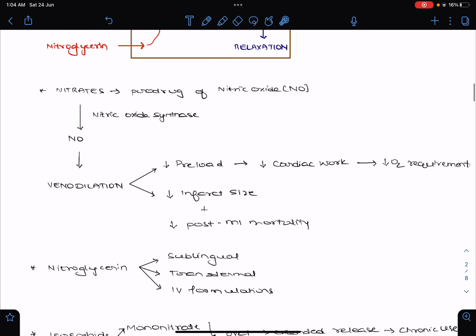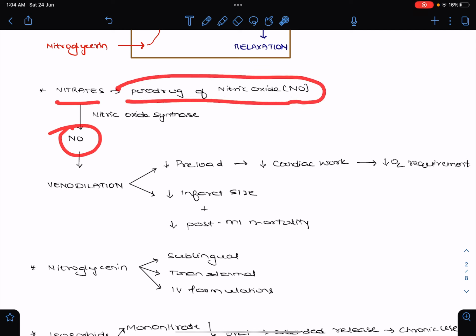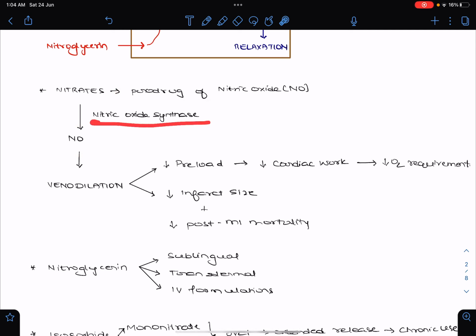So as you can see here, the nitrates are going to produce nitric oxide. So nitrates are the prodrug of nitric oxide. With the help of nitric oxide synthase, nitrates release nitric oxide, especially in the veins. Nitric oxide synthase is predominantly seen in the veins compared to the arteries. So that's why it is a potent venodilator.